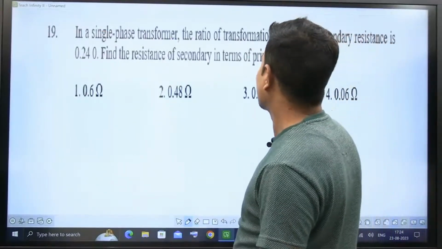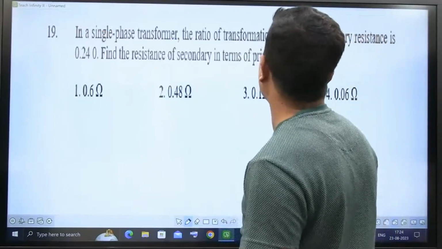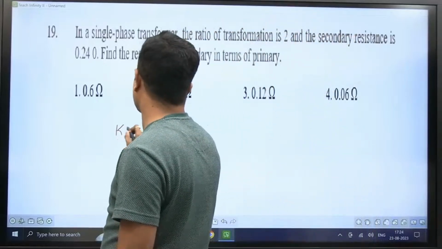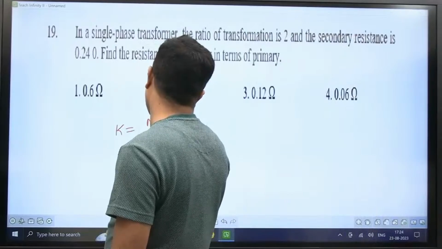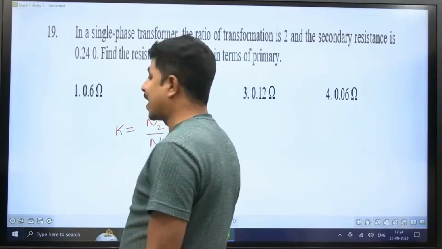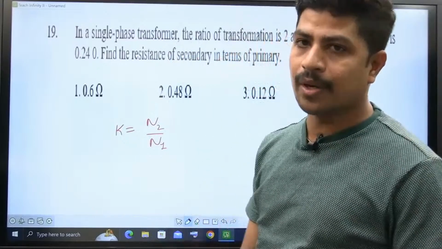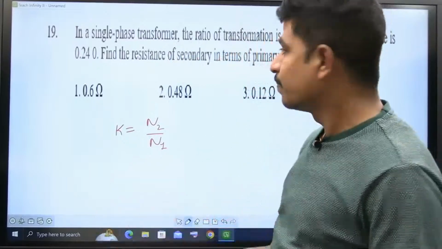In a single phase transformer, the ratio of transformation is 2. Means he is saying that K is equal to N2 by N1. Yes, transformation ratio means N2 by N1. Turns ratio means N1 by N2. Please do remember. Some people will have confusion in this, right?